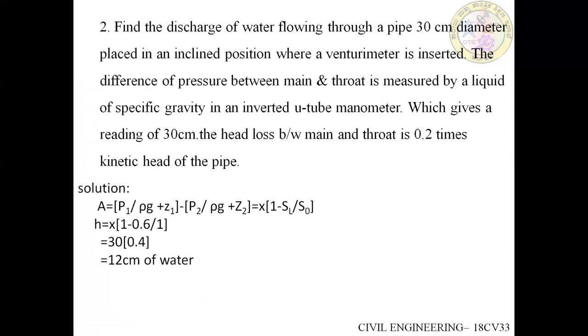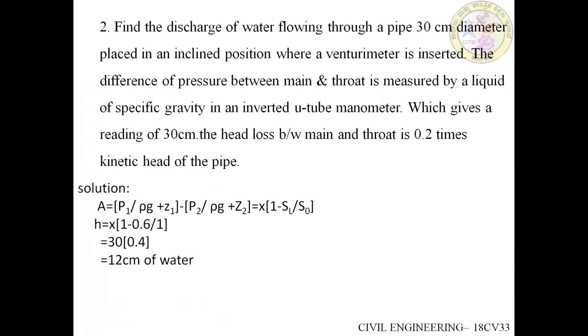So here is the second problem. Find the discharge of water flowing through a pipe of 30 centimeter diameter placed in an inclined position, where a venturimeter is inserted. The difference of pressure between the main and throat is measured by a liquid of specific gravity in an inverted U-tube manometer, which gives a reading of 30 centimeter. The head loss between the main and the throat is 0.2 times the kinetic head of the pipe.